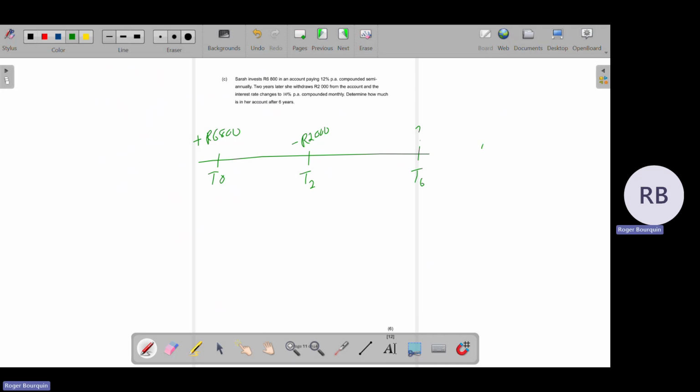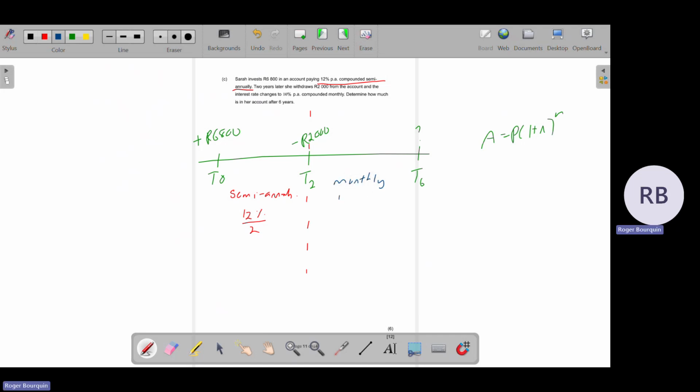All of this is compounded, so I'm going to be using this formula throughout the whole time. Then you've got to look at the interest rate. What are the interest rates? The first thing over here is, for the first 2 years, I'd make a note of this: it's 12% per annum compounded semi-annually, right? So I'm going to use an interest rate of 12% over 2 in that time period. Then it changes to what, guys? Changes to monthly.